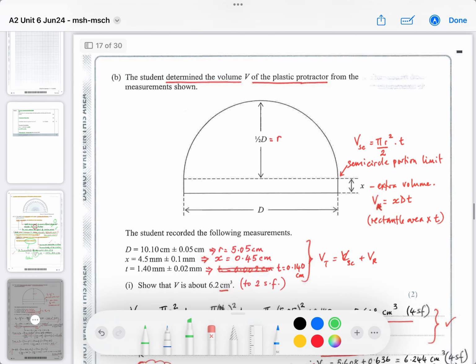So they've then given you a diagram to show you the shape of the protractor. And you've got to determine the volume of the protractor. Okay? So this is the radius, half the diameter. And obviously you could work out what there's a semicircular part to the protractor up to the dotted line. That's the semicircle. All right, then you've got an extra volume due to this thickness here and this thickness here, if you like.